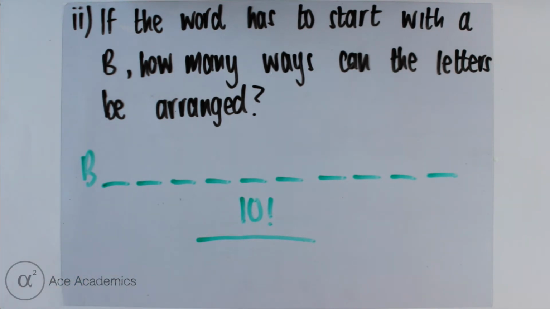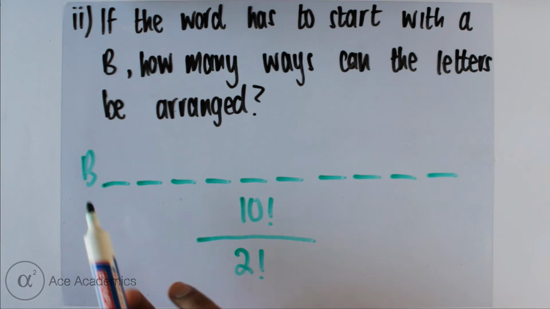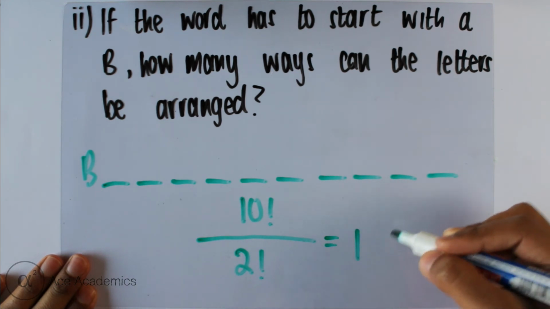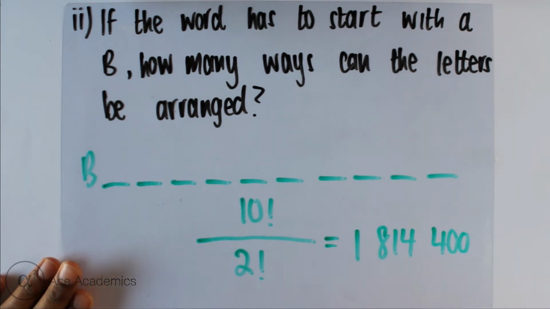And now this is important. Since the first letter is fixed as a B, from the remaining letters there's only one letter that's repeated, which is an I. So we're going to divide by 2 factorial. There's only one B left in this space, so it's not counted as a repeated letter. Hence, our answer is simply 10 factorial divided by 2 factorial. And that is simply 1,814,400.